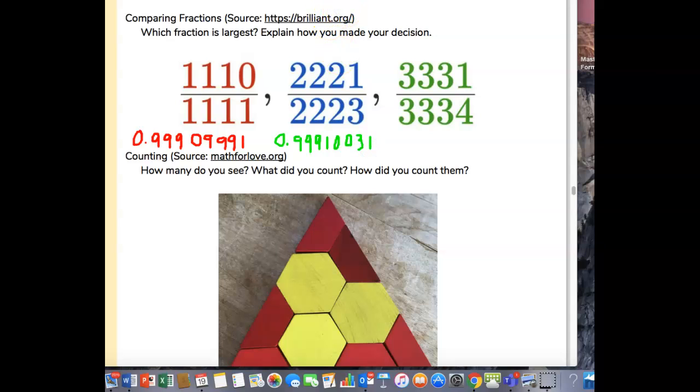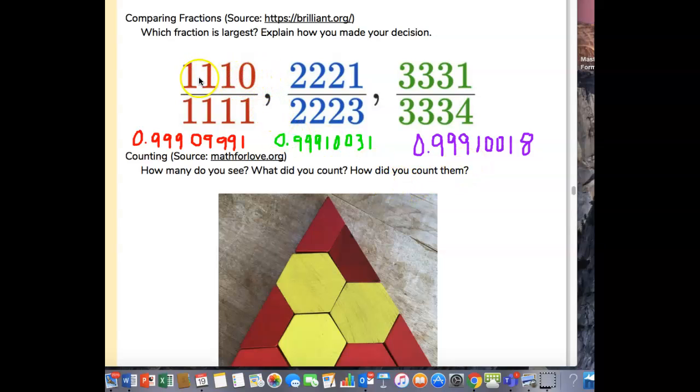All right, let's change the color again, and we'll put 3331 divided by 3334, and we get 0.9991008. All right, so now we can compare them.